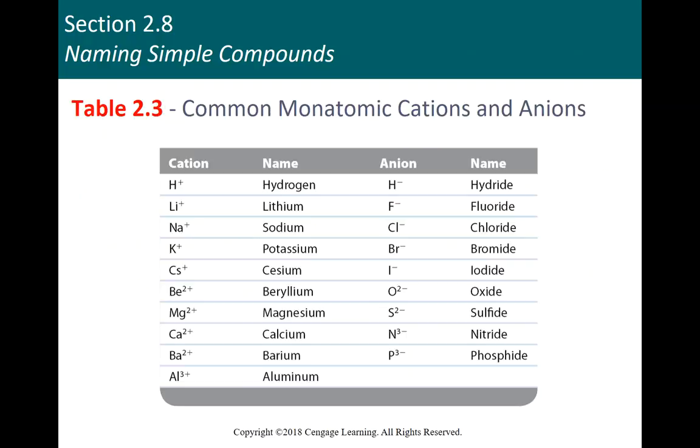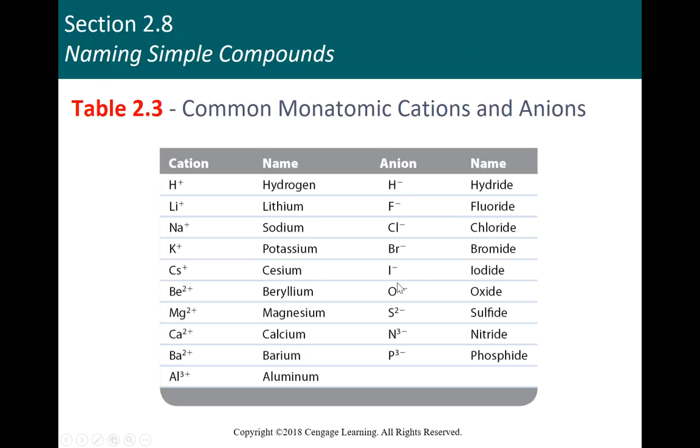On the left we have some different cations. On the right we have some anions. Notice that the name of each of the cations is the name of the element as well. Now if we just had an H plus in a reaction, then we would say hydrogen ion. We wouldn't just say hydrogen, because hydrogen ion and hydrogen are very different to a chemist.